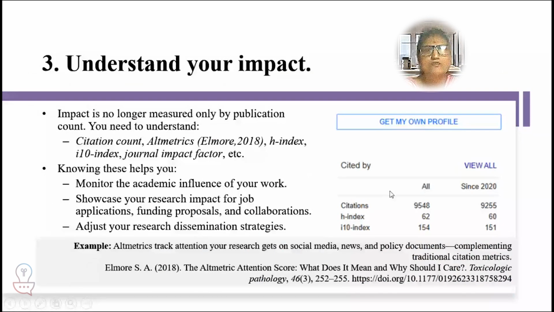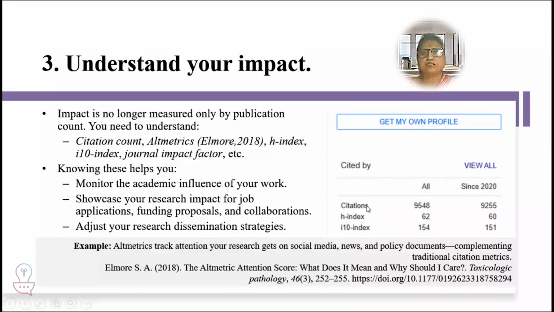Impact is no longer measured only by publication count. In earlier days, it was measured in terms of the number of publications that anyone has done. Now you need to understand other terms like altmetrics, H-index, I-10 index, and journal impact factor. Knowing all these terms will help you to monitor the academic influence of your work, how your work is affecting the academic community, and can showcase your research impact for job applications, funding proposals, and collaborations. And accordingly, you can plan your research dissemination strategies.